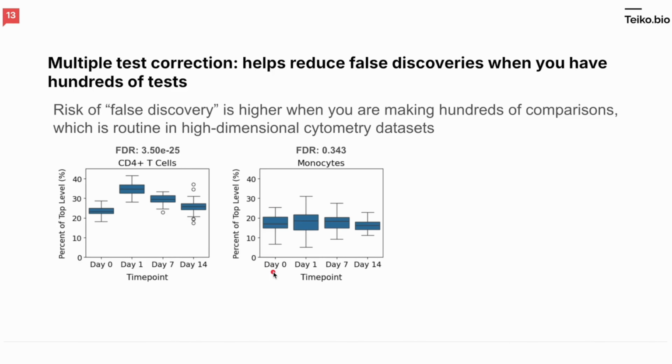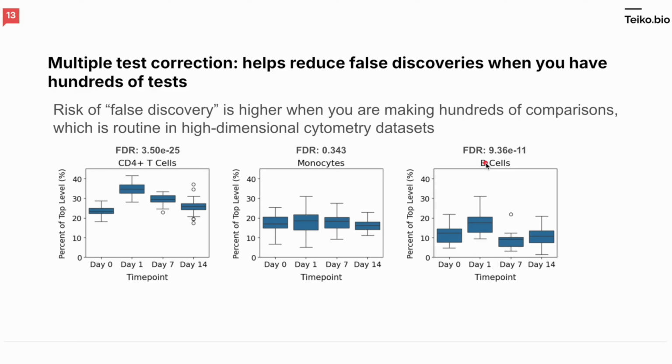Then you've got monocytes, day 0, day 1, day 7, day 14, and the percent of top level. And this FDR is 0.343, so well above that 0.05 cutoff, and even visually you can see this. There probably isn't going to be a big statistical difference between these. And then you've got another population like B cells, day 0, 1, 7, 14, percent of top level, also vanishingly near zero. So these are B cells, and you can see a similar dynamic play out. And on and on and on.